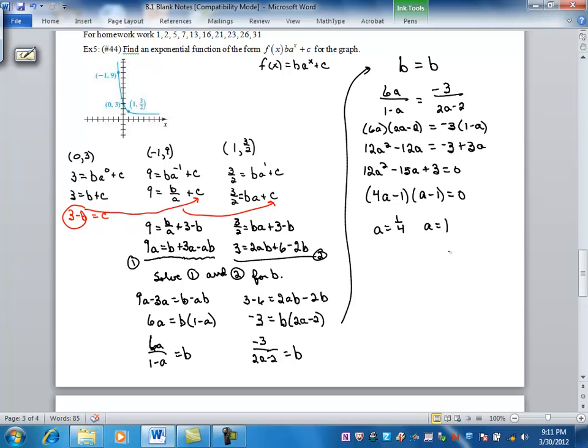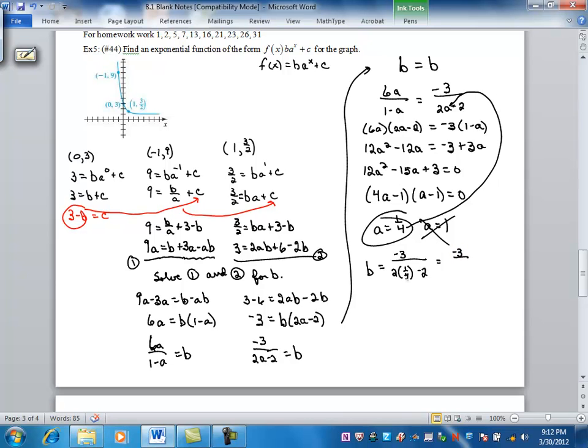And, of course, if we're going to have an exponential function here, guys, we can't have a base of 1. That's not going to get us anywhere. That'd just be f of x equals b times 1 plus c. That wouldn't be exponential in any way, shape, or form. So a is 1/4. Now we know that since a is 1/4, we can plug it back in and solve for b. b equals -3 divided by 2 times 1/4 minus 2.